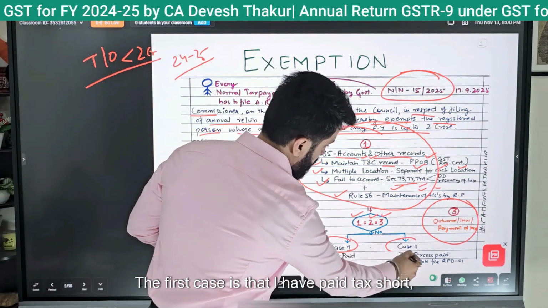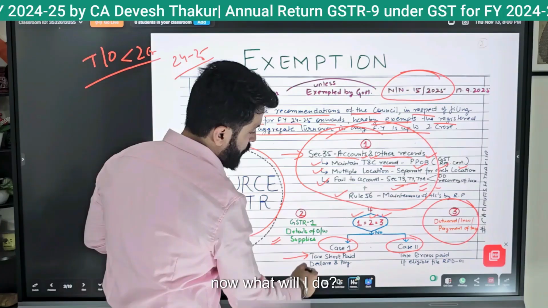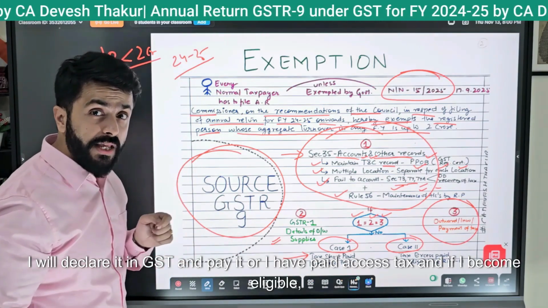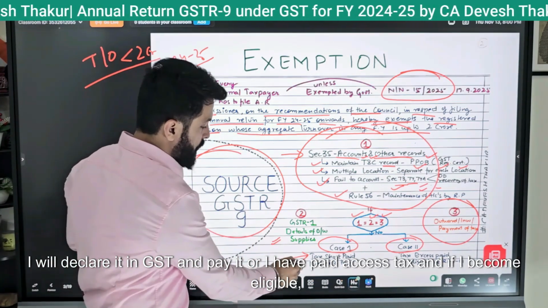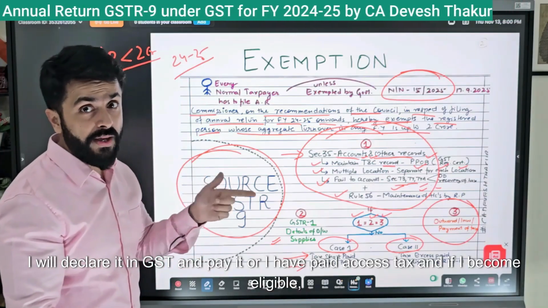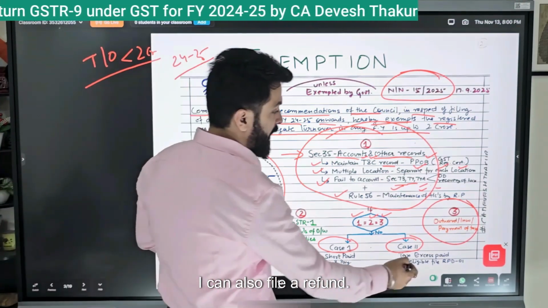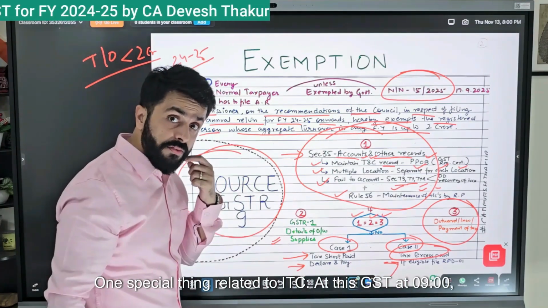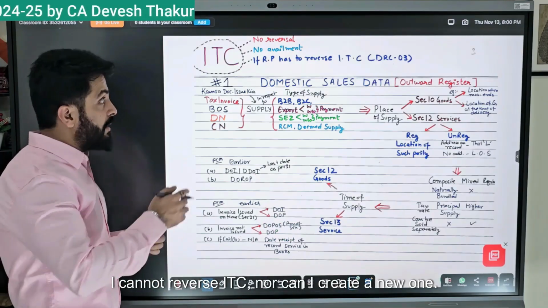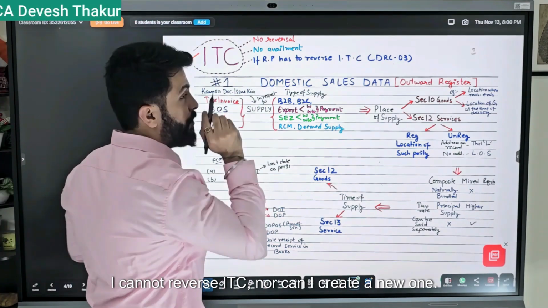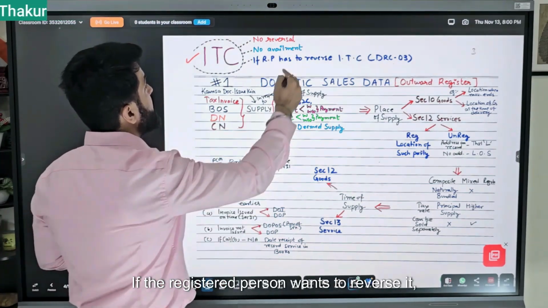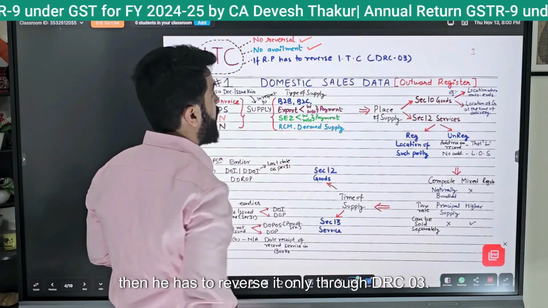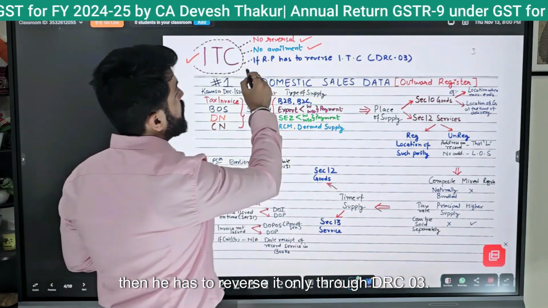The first case is that I have paid tax short. Now what will I do? I will declare it in GSTR-9 and pay it. Or if I have paid excess tax and become eligible, I can also file a refund. One special thing related to ITC: in GSTR-9 I cannot reverse ITC nor can I create a new one. If the registered person wants to reverse it, then he has to reverse it only through DRC-03.